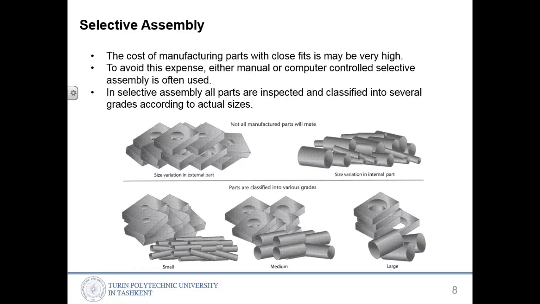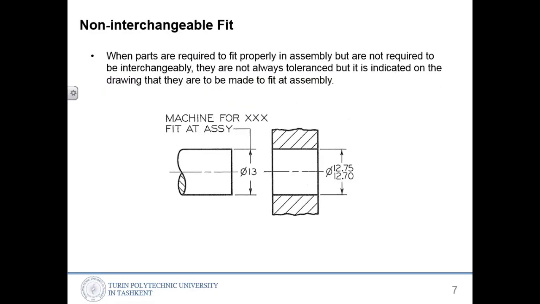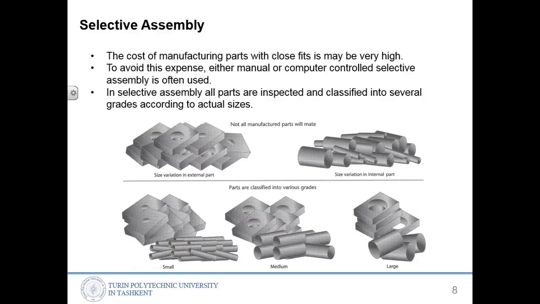Selective assembly. The cost of manufacturing parts with close fit may be very high. As I told you, with non-interchangeable fit your manufacturing will be expensive. Like a Rolex watch, it's very expensive, $10,000, $15,000. If you do it in mass production, like in Chinese production, it will be less than $10. So how did they reduce the cost of production, the cost of the good?